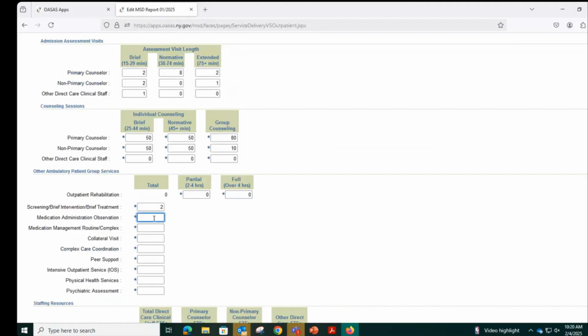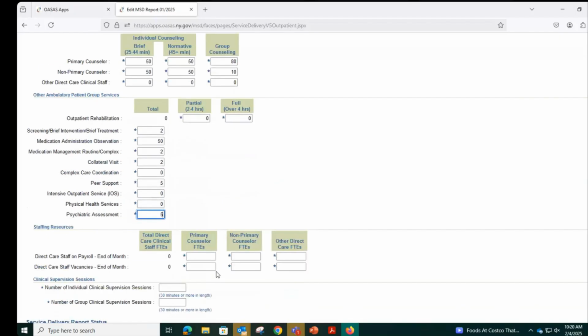Med admin, this is the one that is not counted up in the treatment section of B6 through 10. So 50, and then med teen. Everything else here is counted in B6 through 10. No IOS services. Do that.